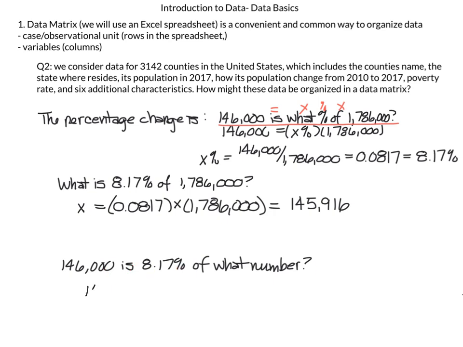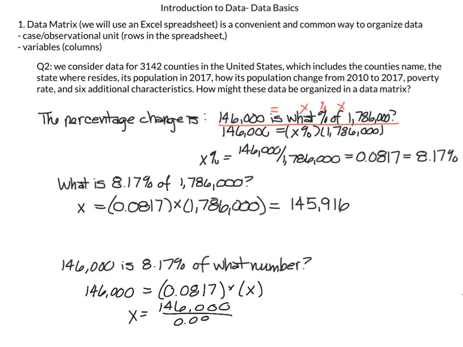A similar type of problem, it could have been 146,000 is 8.17% of what number? Again, I would write my 146,000 is an equals. 8.17, I'm going to convert that to a decimal. Of is a multiplication times what number? And what number I'm going to say is X. So this means X is equal to 146,000 over 0.0817, and my answer is 1,787,025. Again, this answer is a little bit different from here because my 8.17 was rounded.